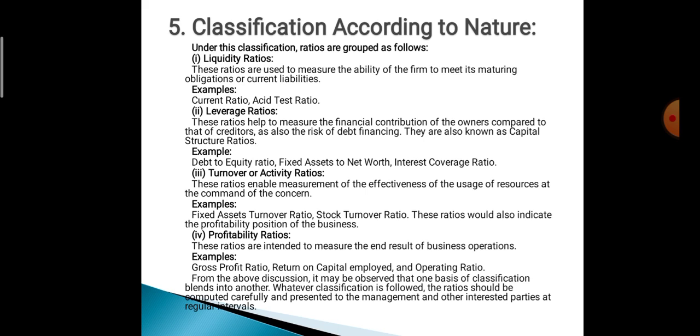Ratios for shareholders help the shareholders in assessing the fruitfulness of their investment. Example, earnings per share, return on capital employed, etc. So, like this, these are the classification on the basis of usage. This is the end of the topic.